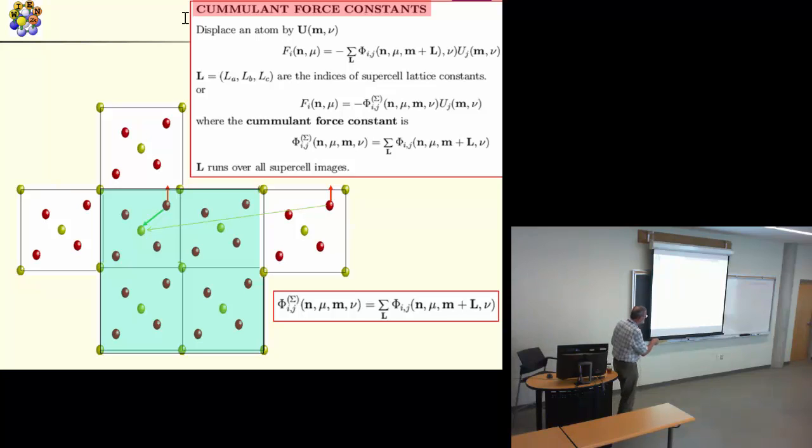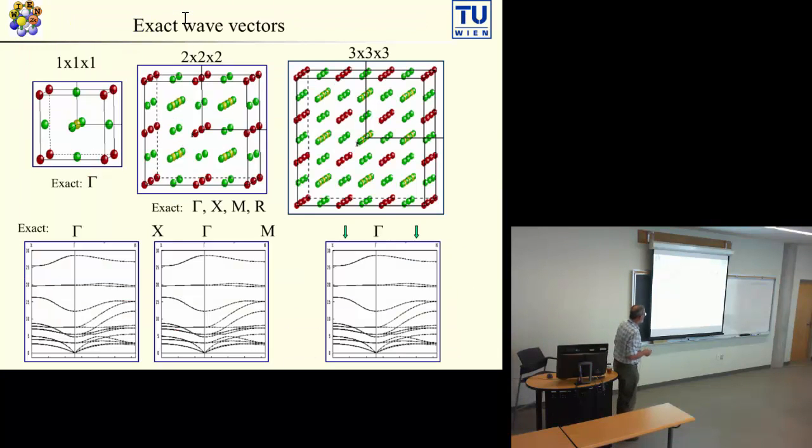And you have to repeat this displacement for all other atoms in the unit cell, and by that set up the dynamic matrix. You get then a phonon band structure, and as I said, with a 1x1x1 unit cell, the only phonons which are correct are the phonons at the gamma point. Often that is all you need, because when you compare with infrared or Raman spectroscopy, you can measure only these gamma phonons.